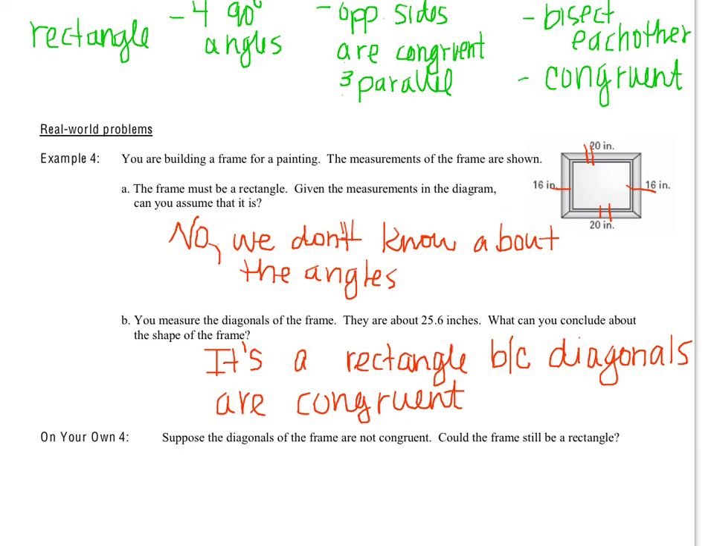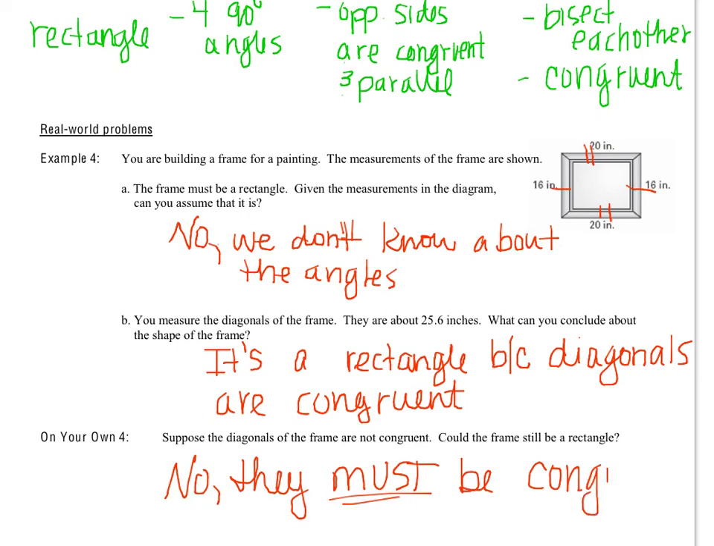On your own 4 says, suppose that diagonals of the frame are not congruent. Could the frame still be a rectangle? Well, no. They must be congruent to be a rectangle. So for rectangles, your diagonals must be congruent. If your diagonals aren't congruent, then you know it's not a rectangle.